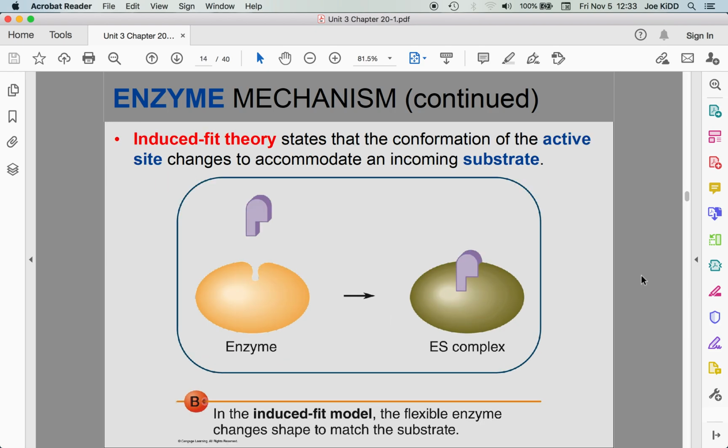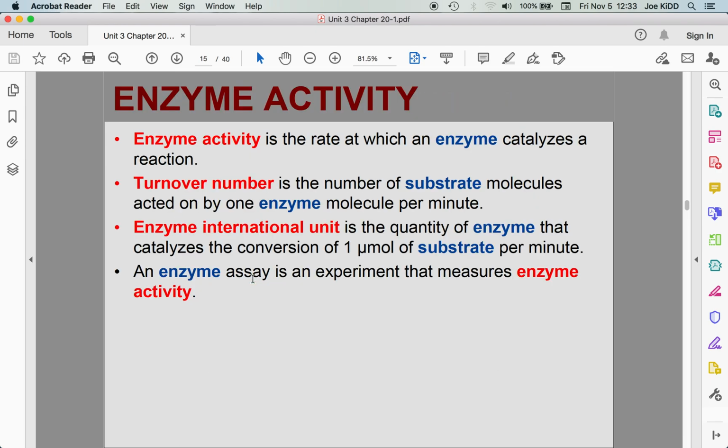The other concept is that of an induced fit theory, and this would be an idea that the enzyme has a general pocket, but it's soft and flexible, and that it will fit to match the shape of the substrate that it's working upon.